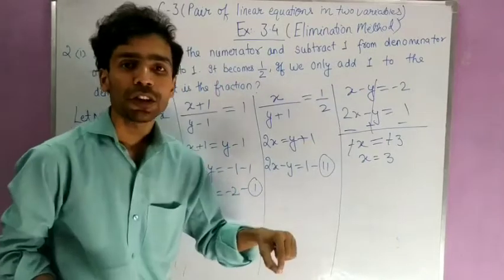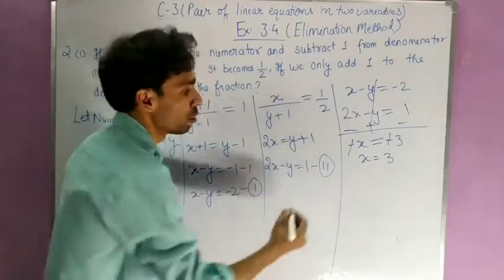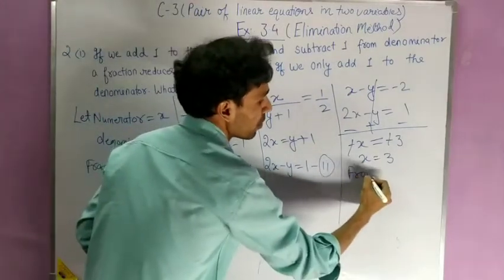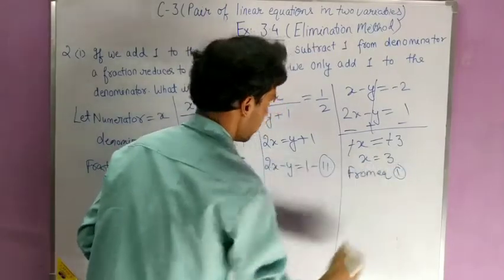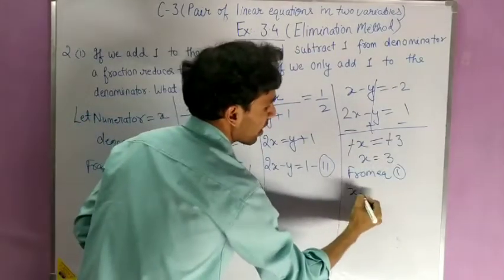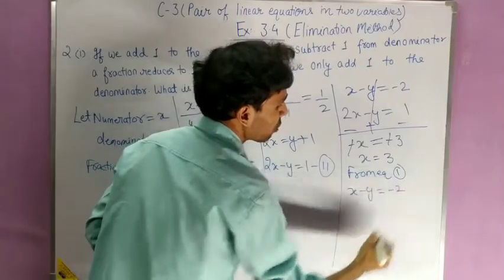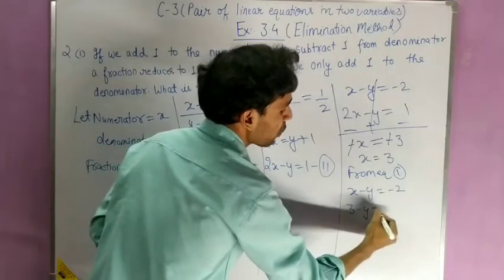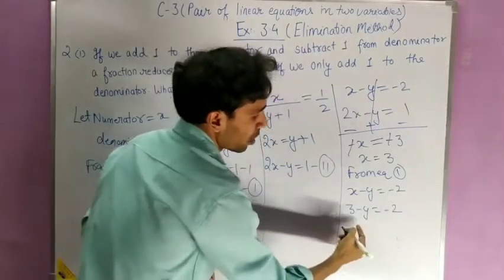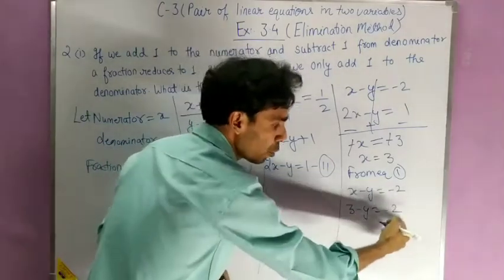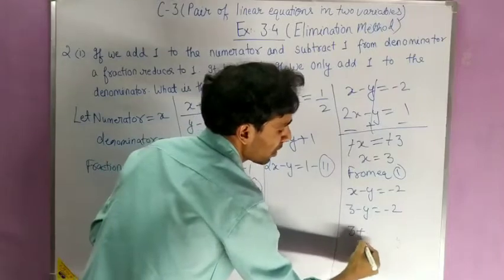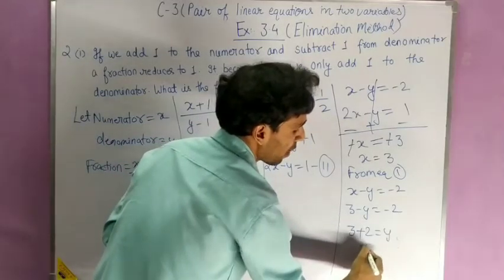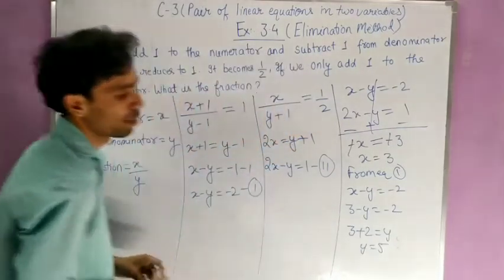So from any equation you can get the value of y also. So from equation 1, equation 1 was x minus y equal to minus 2. Put the value of x here. So 3 minus y equal to minus 2. Now transfer this y to this side and 2 to this side. So it will become 3 plus 2 equal to y. So y will be equal to 5.